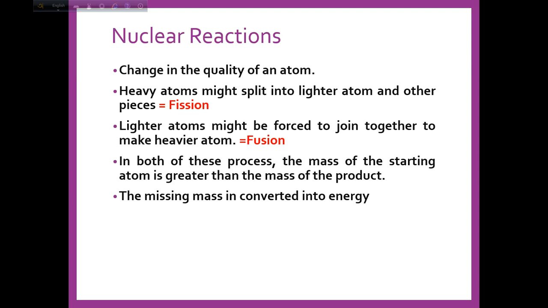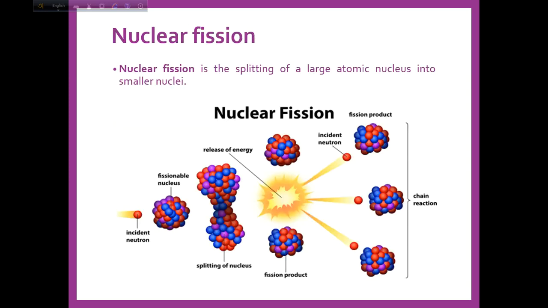In short, nuclear fission means that when heavy atoms split into lighter atoms and other pieces, that is known as nuclear fission. And nuclear fusion refers to lighter atoms being forced to join together to make heavier atoms. Usually in both of these processes, the mass of the starting atoms, or the reactants, is greater than the mass of the products, and the missing mass is converted into energy. So let's discuss in detail what nuclear fission is.